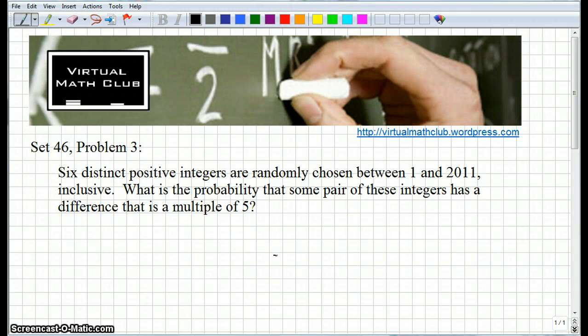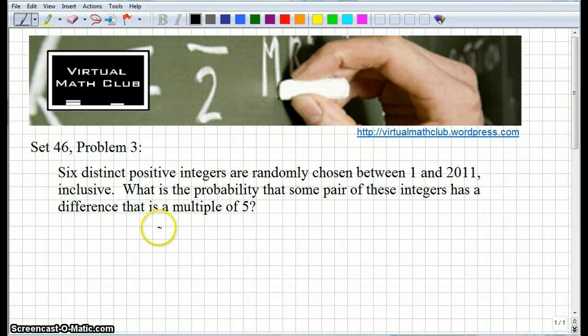Problem number 3. 6 distinct positive integers are randomly chosen between 1 and 2011, inclusive. What is the probability that some pair of these integers has a difference that is a multiple of 5? Alrighty. Well, this is definitely a problem that looks harder than it really is, at least at first glance.